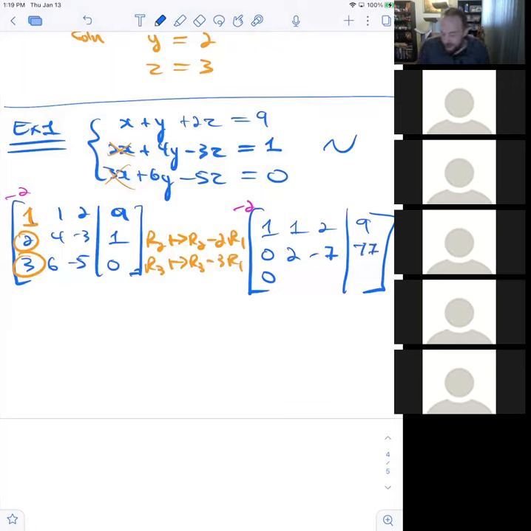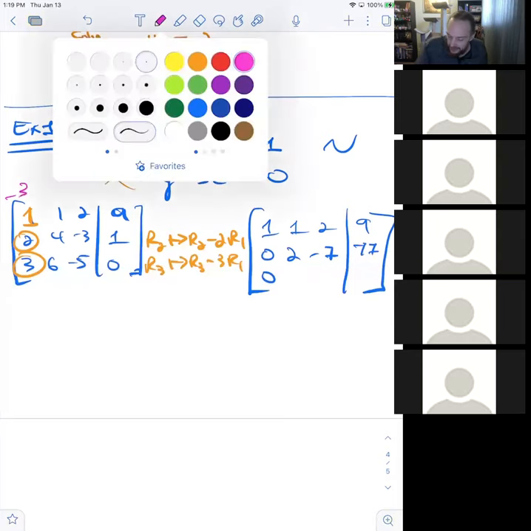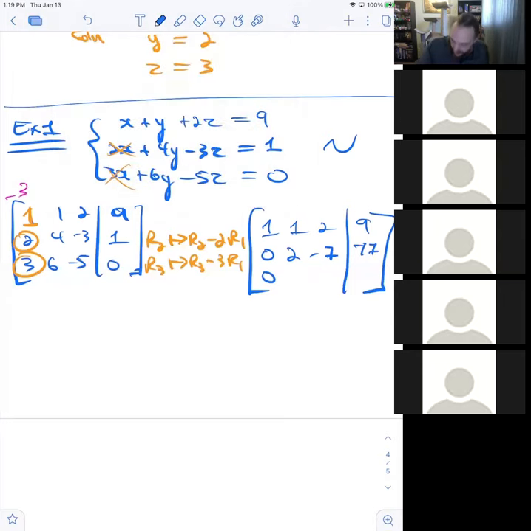And then in the next one, now what I'm doing is I'm multiplying by negative 3. When I do that, I'm going to get 3 minus 3 is 0. 6 minus 3 is 3. Negative 5 minus 6 is negative 11. And 0 minus 27 is negative 27.